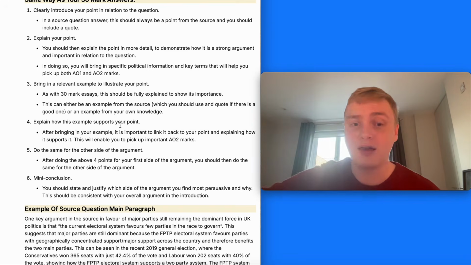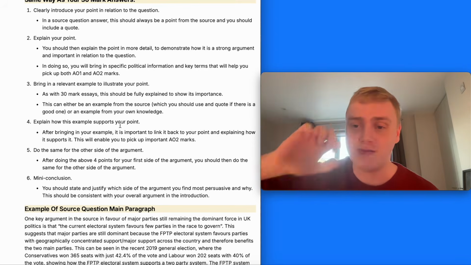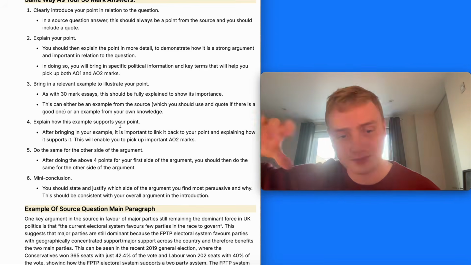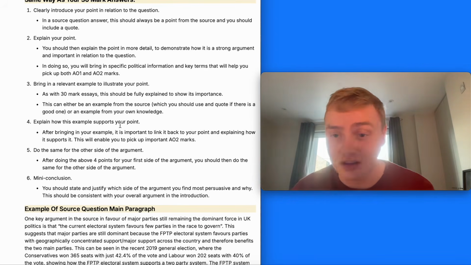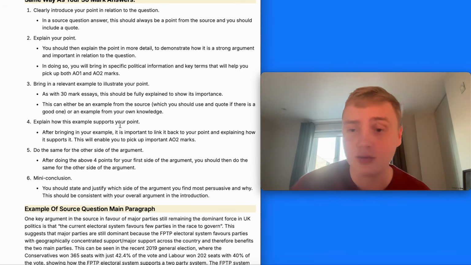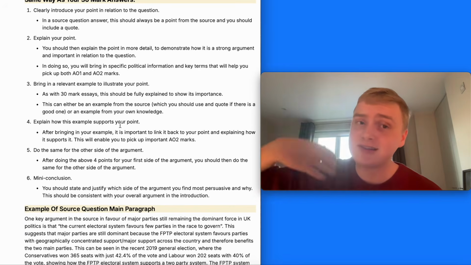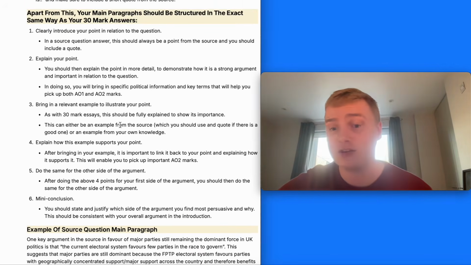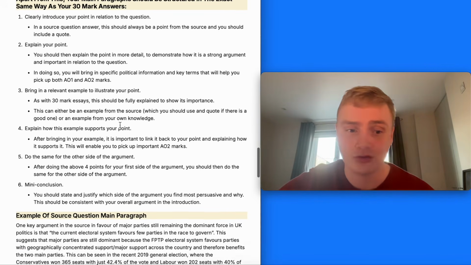You then do exactly the same for the other side of the argument, making sure again the point is based from the source, and the explanation is of a point from the source, and then you do a mini conclusion, kind of stating which side of the argument you agree with and why. So very much the same structure, just the key difference is the point has to start from the source.